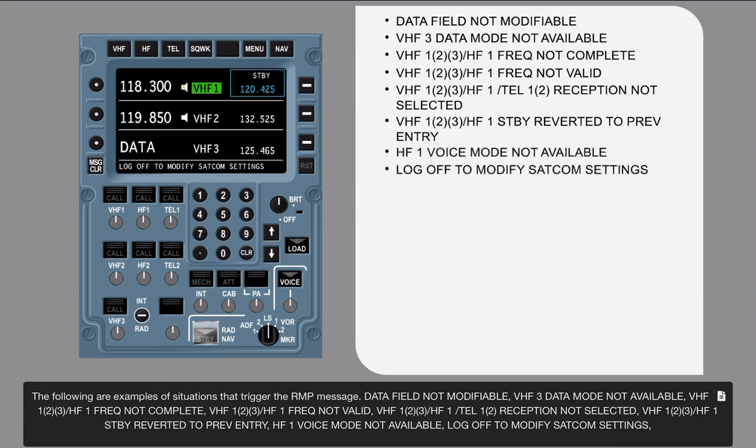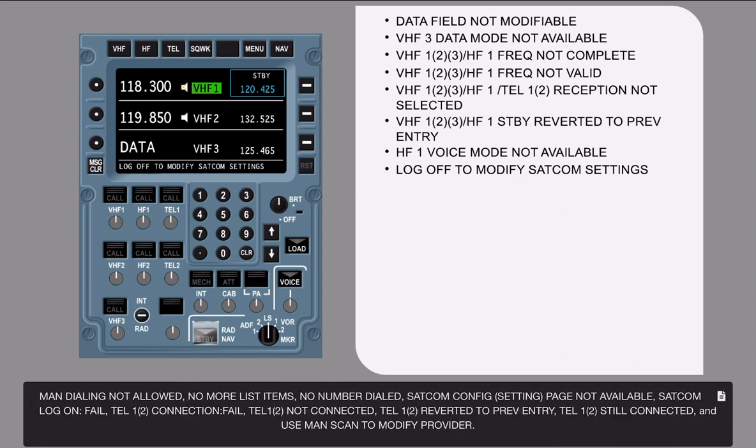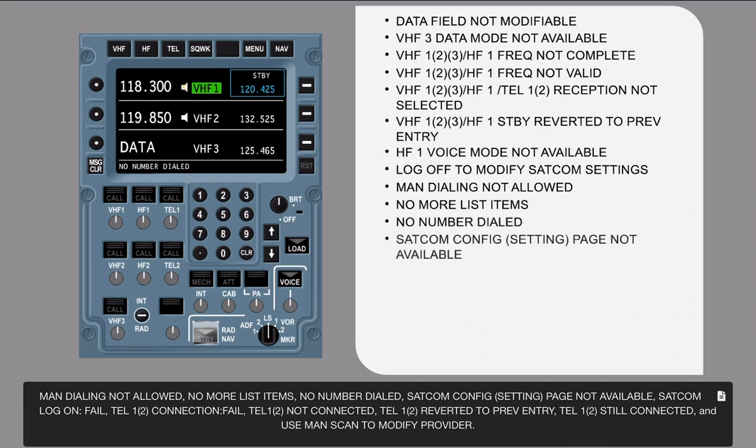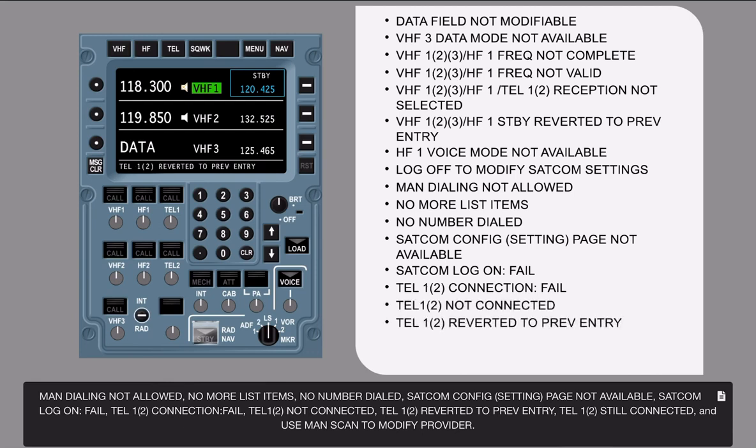log off to modify SATCOM settings; manual dialing not allowed; no more list items; no number dialed; SATCOM configuration or setting page not available; SATCOM log on fail; telephone 1 or 2 connection fail; telephone 1 or 2 not connected; telephone 1 or 2 reverted to previous entry; telephone 1 or 2 still connected; and use manual scan to modify provider.